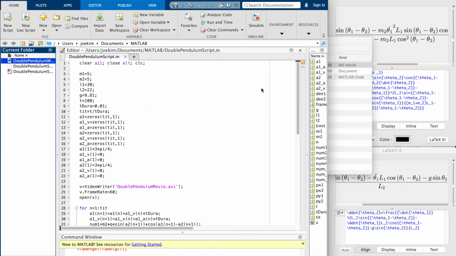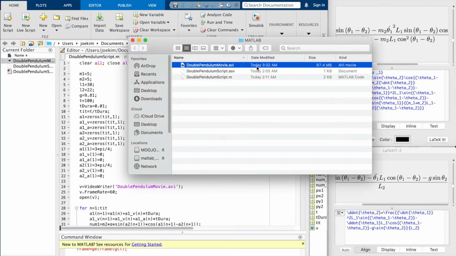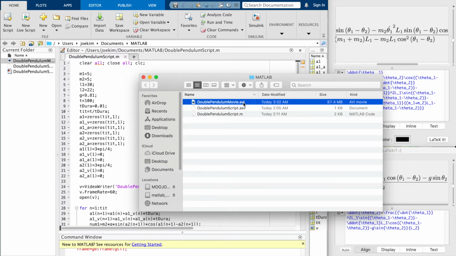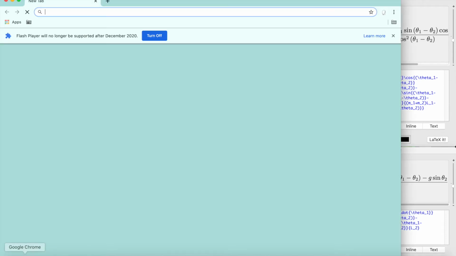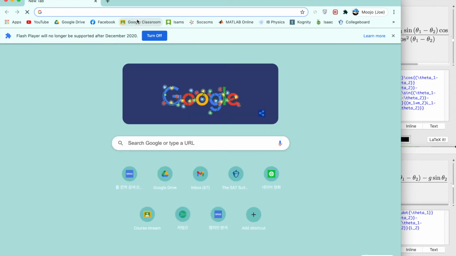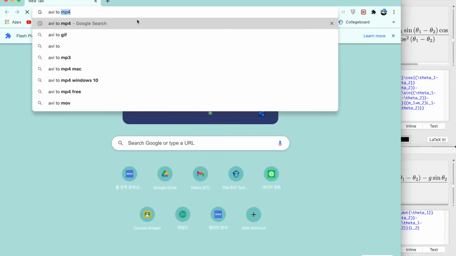Okay. Yeah, and you can see that it's here, and it's 87.4 megabytes, and it's an AVI file, which means that I can't open it with my computer over here. So after it finishes downloading, I'm gonna open it as an MP4 file. So I'm gonna search AVI to MP4.